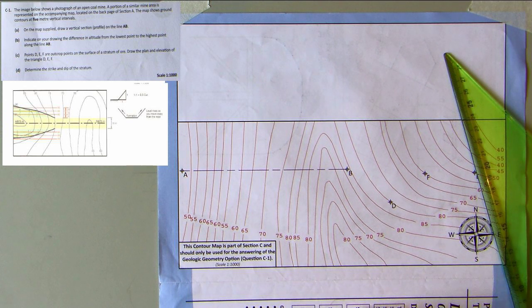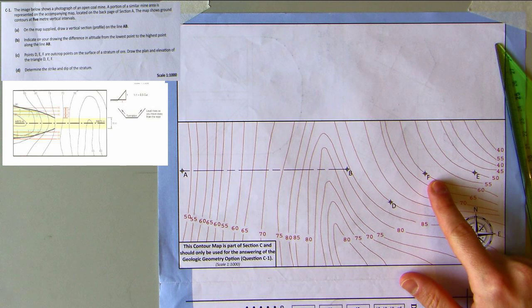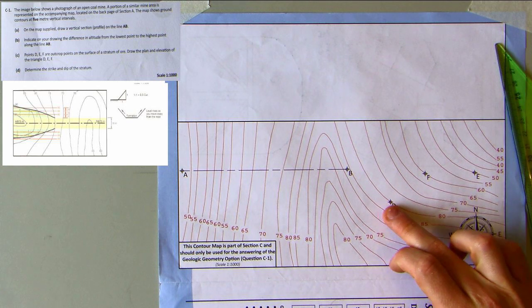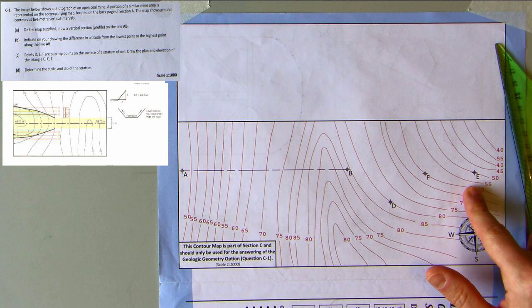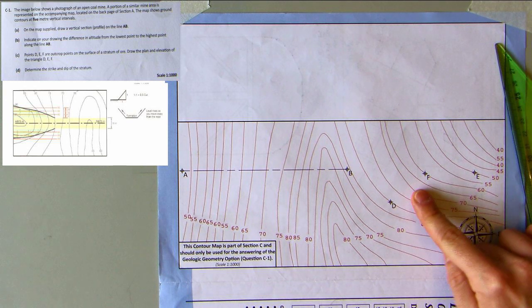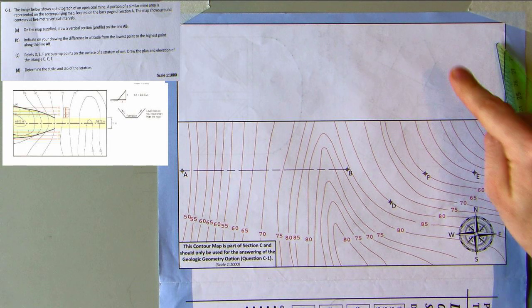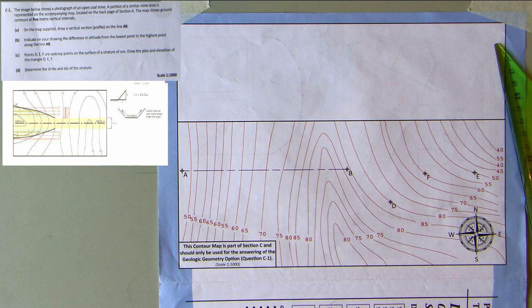Part C then is over here where we have D, E and F. It says points D, E and F are outcrop points on the surface of a stratum of ore, which could be gold, coal, peat, whatever it might be, any mineral. Draw the plan and elevation of the triangle DEF. Now then, with that triangle, part D, we're asked to determine the strike and dip of the stratum.